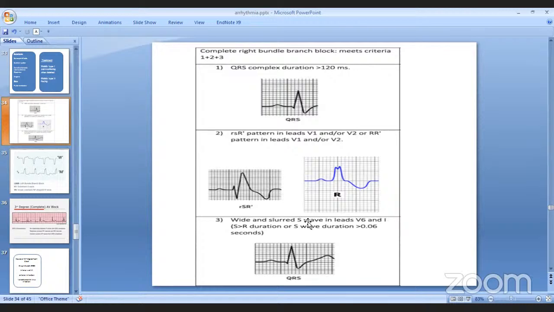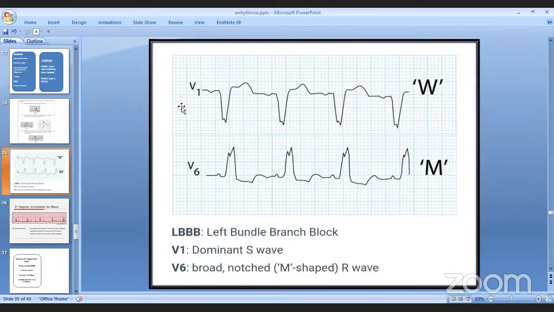A wide and slurred S wave in V6, so that is the right bundle branch block. Now let's talk about the left bundle branch block. This is very easy: you're going to see W in V1 and M in V6. Left bundle branch block has W in V1 and M in V6. The M is also called a notched R wave. And the W pattern in V1 is also called a dominant S wave.